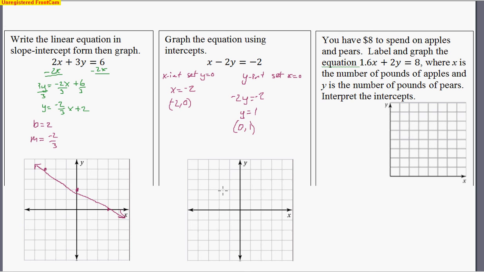So let's plot those. The x-intercept is on the x-axis. It's where it crosses the x-axis. The y-intercept, where it crosses the y-axis. And then you draw the line between those 2 points.